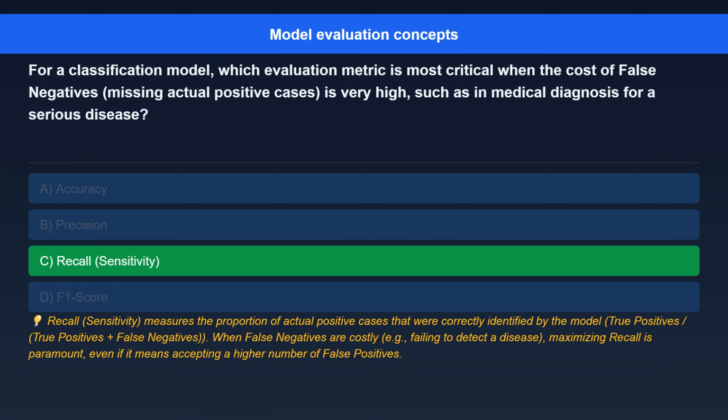The correct answer is recall, sensitivity. Here's the explanation. Recall, sensitivity, measures the proportion of actual positive cases that were correctly identified by the model. True positives plus false negatives. When false negatives are costly, e.g., failing to detect a disease, maximizing recall is paramount, even if it means accepting a higher number of false positives.